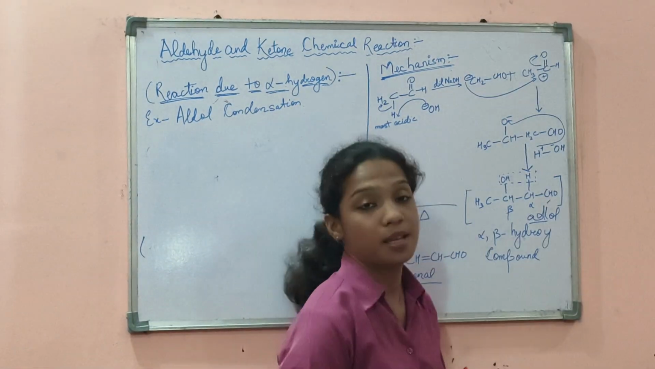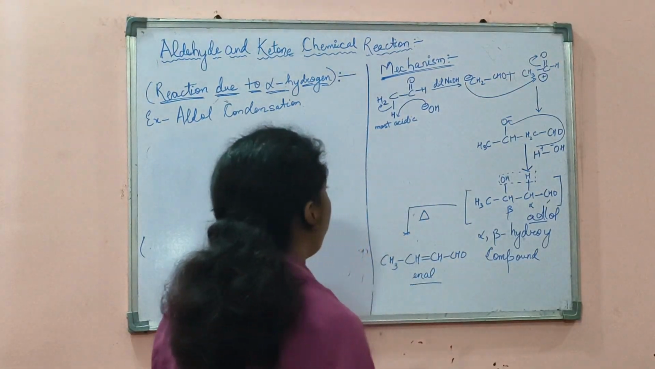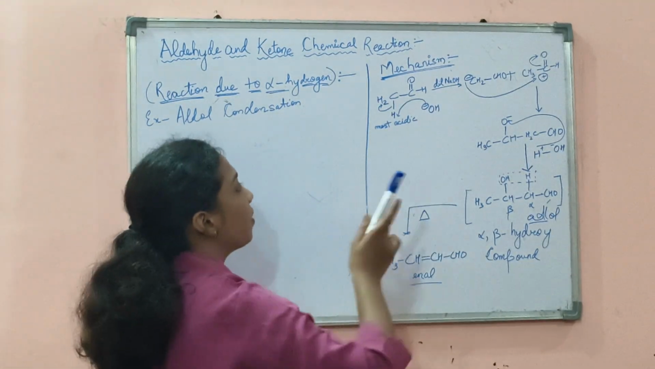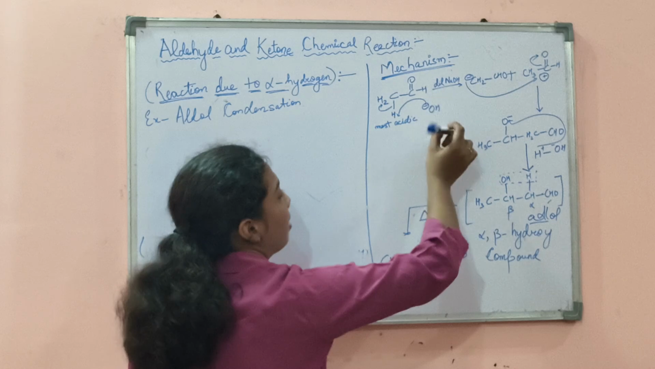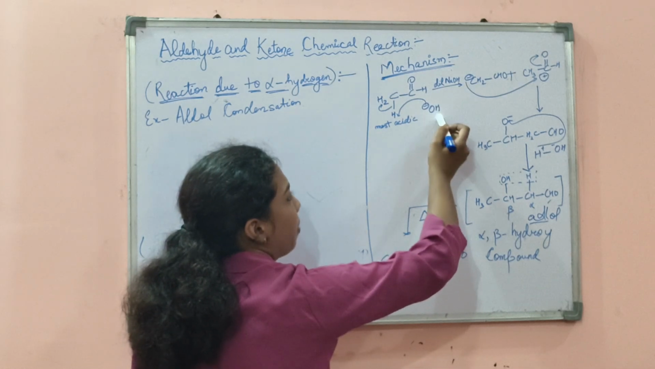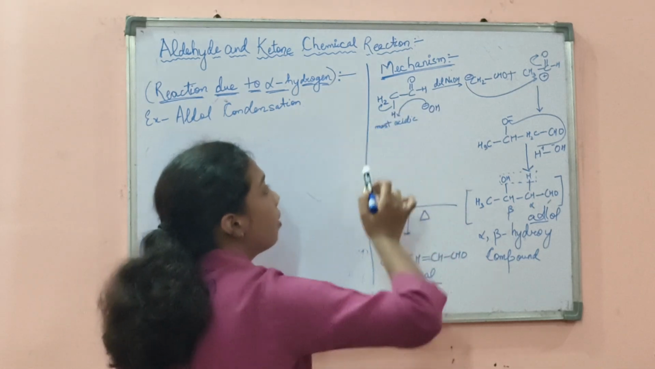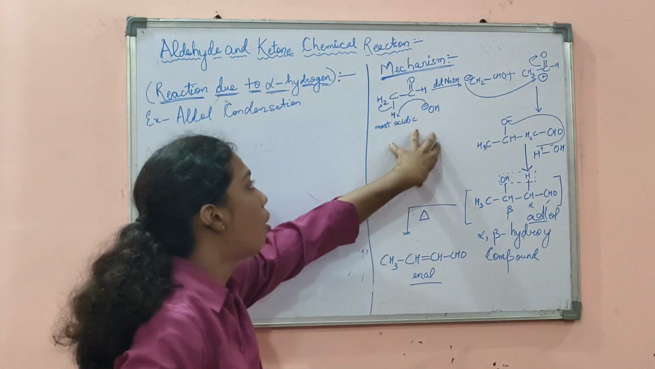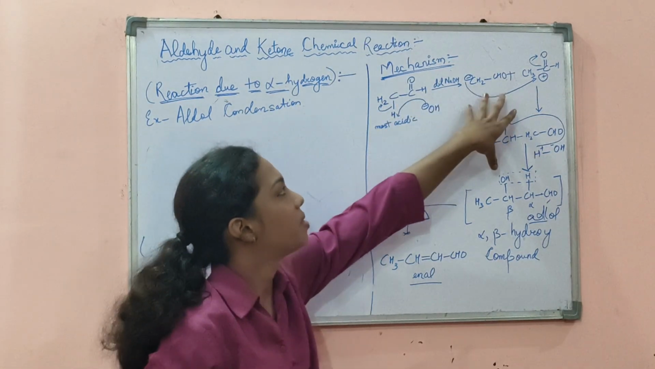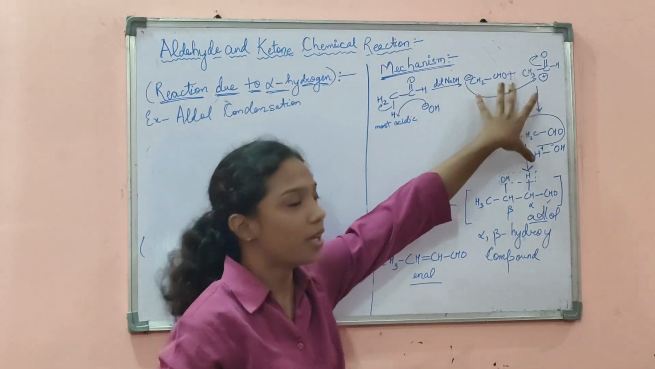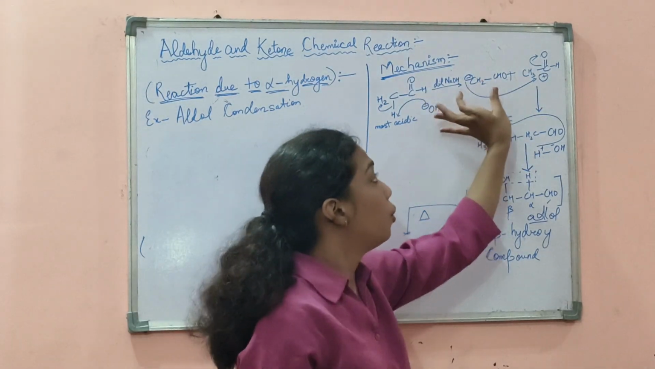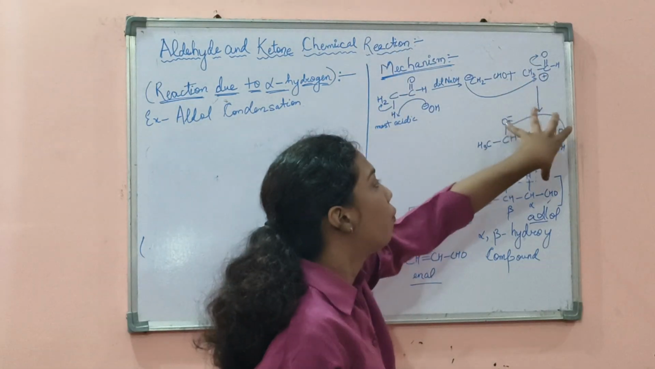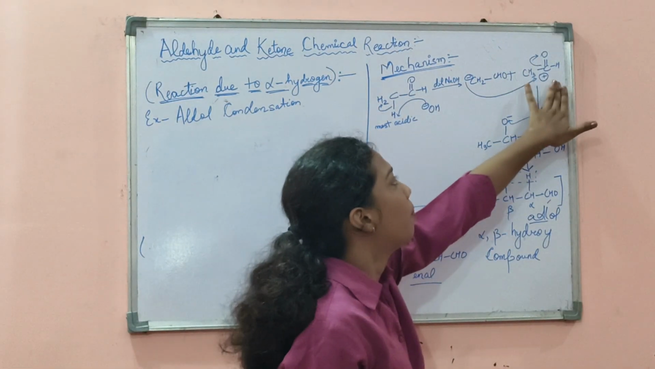So here is the mechanism of acetaldehyde. When acetaldehyde is treated with dilute NaOH as a base, the OH, which acts as a base, abstracts the proton from the acidic position, takes the acidic hydrogen and forms water, and this forms CH2 negative. This part works as a nucleophile, and again it reacts with one unit of acetaldehyde to form this complex.